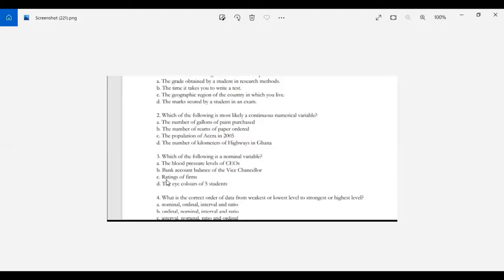So categorical ordinal. Now D is talking about the eye colors of 5 students. So this one is categorical and what? Nominal. Because how are you going to rate or order eye colors of 5 students? So D is the answer. That's the nominal variable. Are you okay?